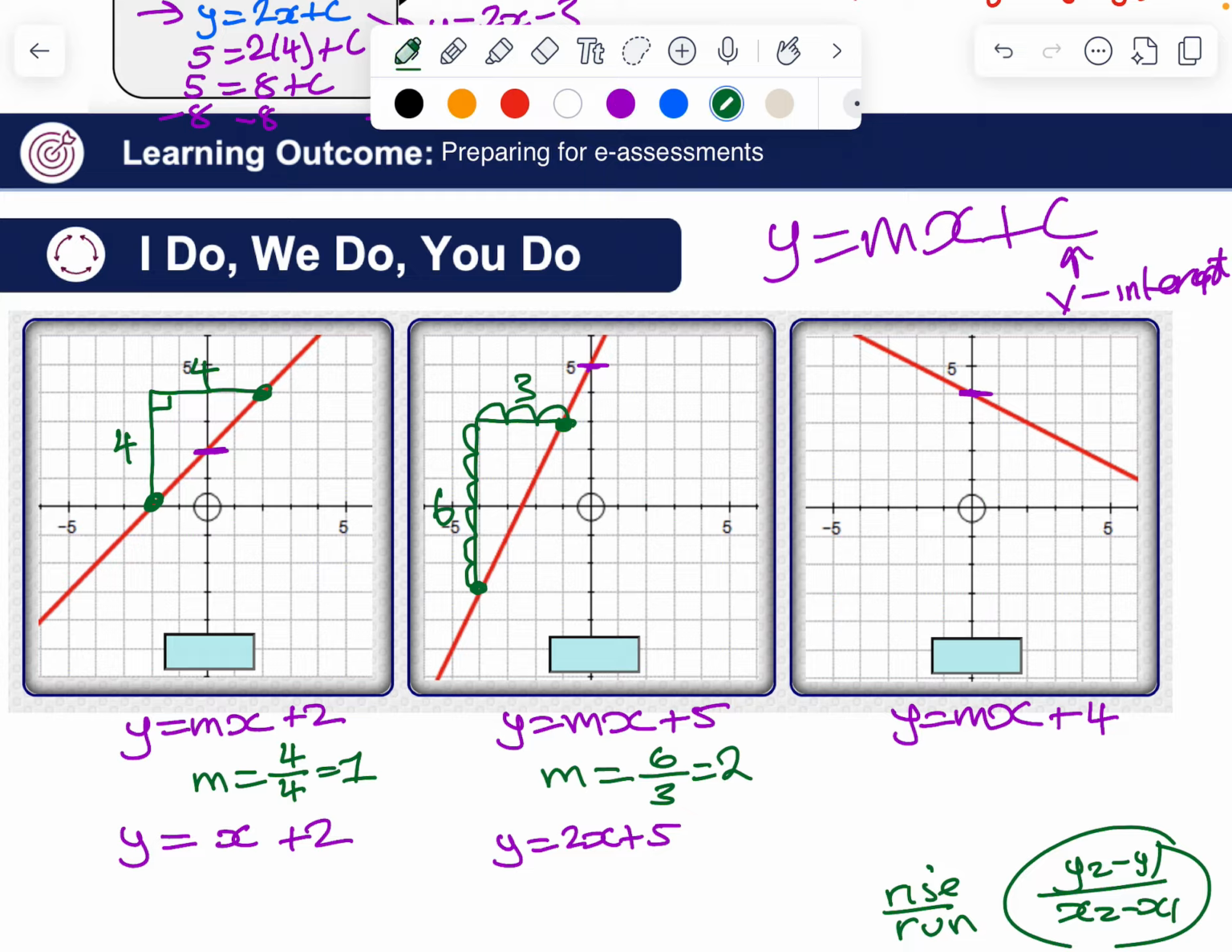Right, the last one, pick any 2 points. Again, rise, run. I'm rising by 2, and this time I'm running to the left. So I'm going to say that's a negative this time because it's going to have a negative gradient. So rise over run is 2 over negative 4. If you simplify that, it's negative a half. So your equation for this question is y equals negative a half x plus 4.